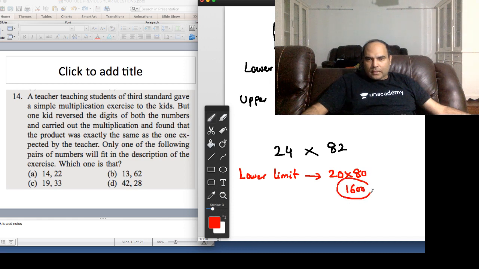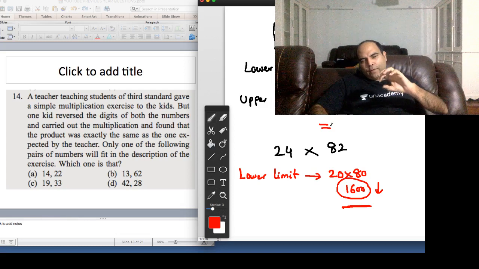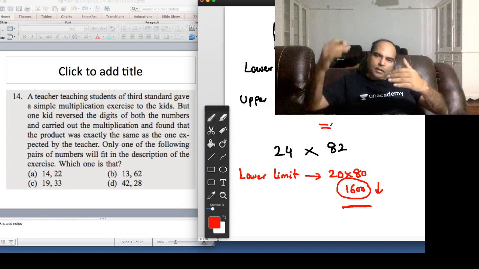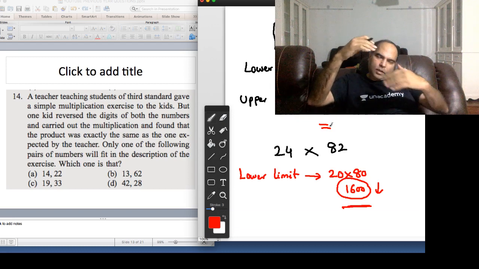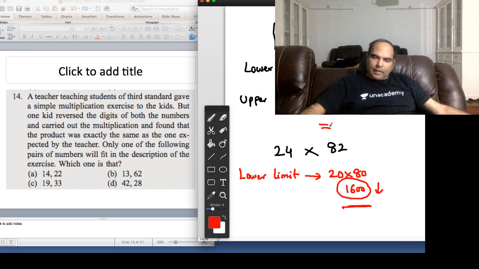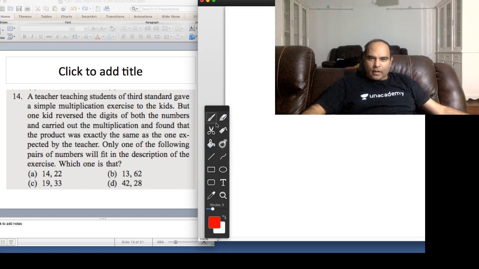So at any cost, this number is not going to go below 1600. The moment you realize that 1500 is the upper limit of this calculation, and 1600 is the lower limit of this calculation, you cannot have an equality between two calculations in which one is not crossing 1500, the other is not coming below 1600. So there can never be an equality between the two, and hence 42 into 28 gets rejected, and you can actually avoid the calculation of 13 into 62 and 31 into 26, because those calculations are a little bit time taking here, and that can be avoided in this question completely.